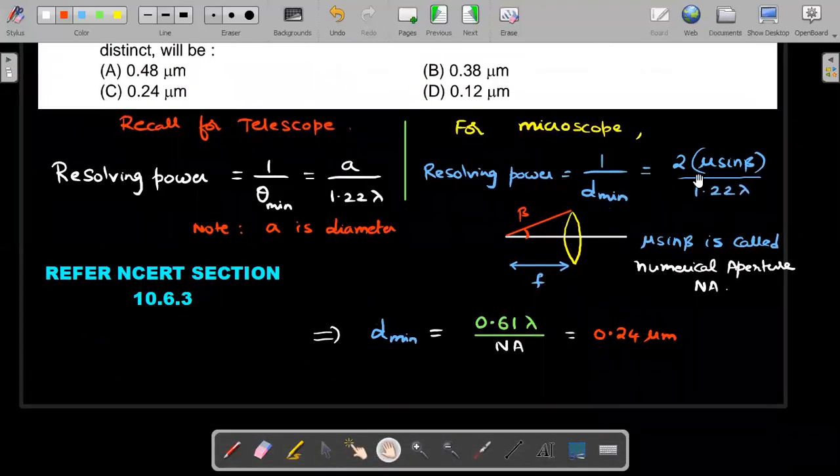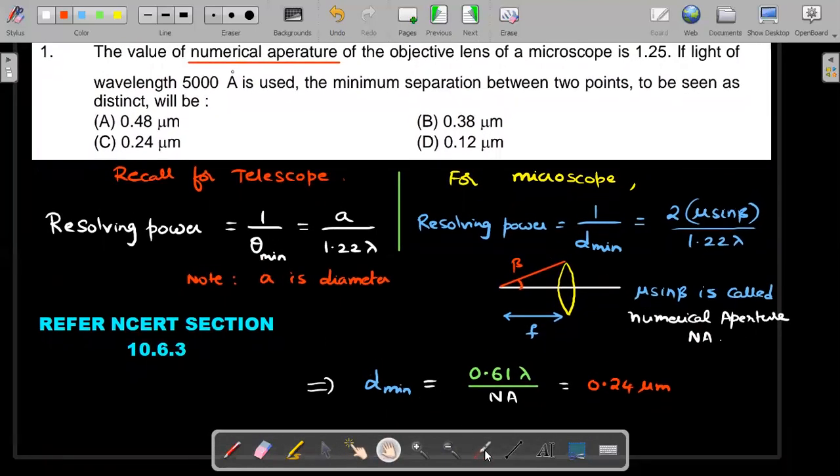When you rearrange this and notice that mu sine beta is NA, the symbol I use for numerical aperture, you get D minimum equals 0.61 lambda divided by NA. In this problem, everything is given. Numerical aperture is a number, 1.25. You substitute it here, substitute lambda here, and you end up getting 0.24 micrometer. So that's the correct answer there.